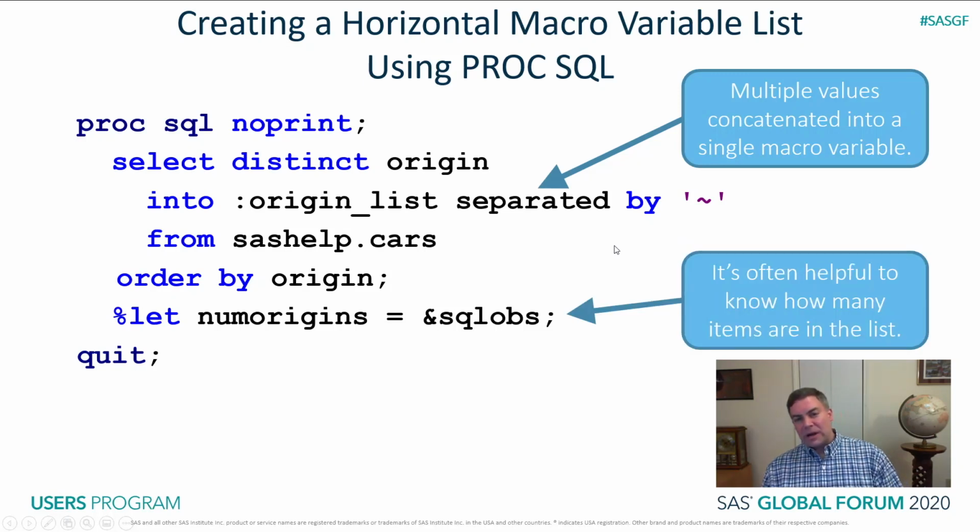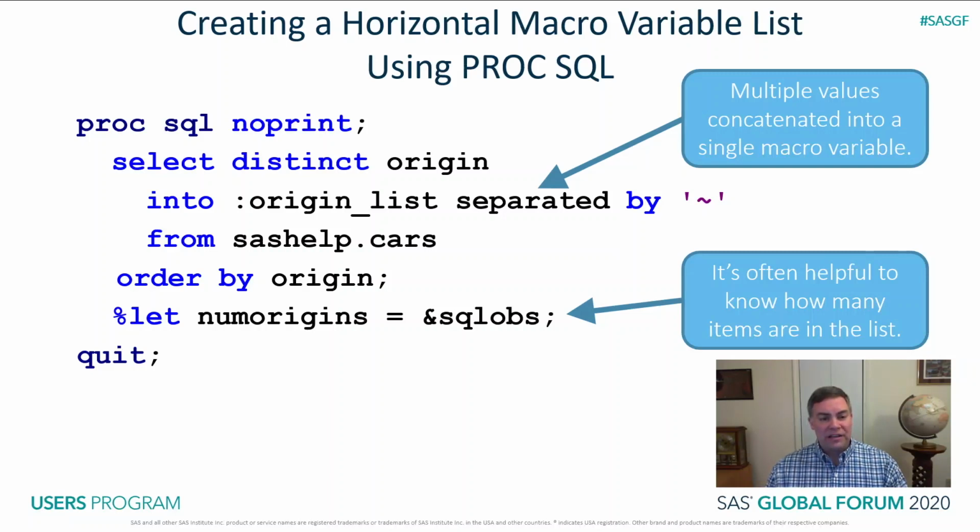And then it's also helpful to know how many values are in that macro variable list. Because usually we're going to do some processing with this later, and oftentimes it's going to be in a loop. We may loop through this macro variable list and do something with each item from the list. In order to do that, it's helpful to know how many items are in the list so that we can control our loop. We could, of course, count those items later, but the information is readily accessible now, so we're going to grab it now.